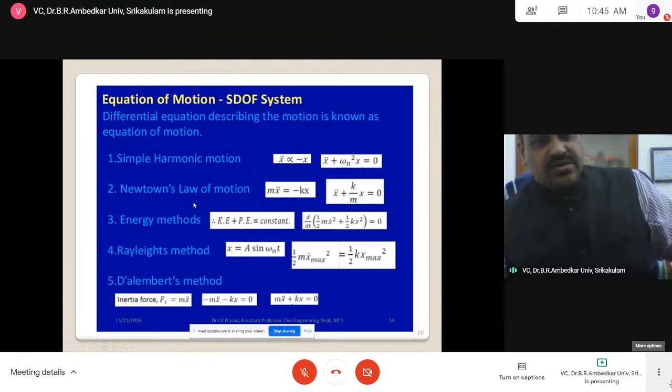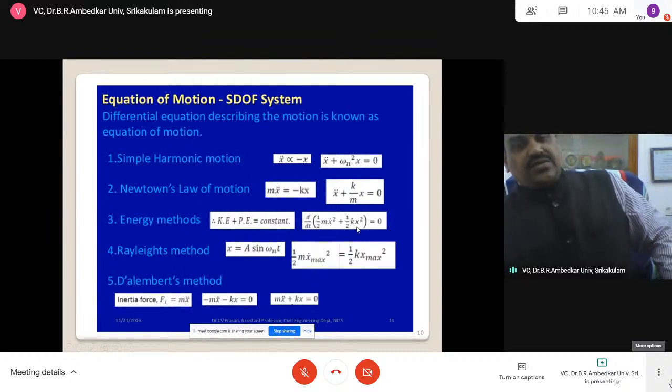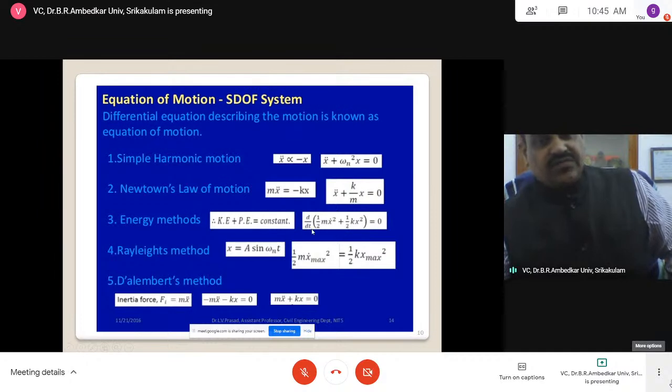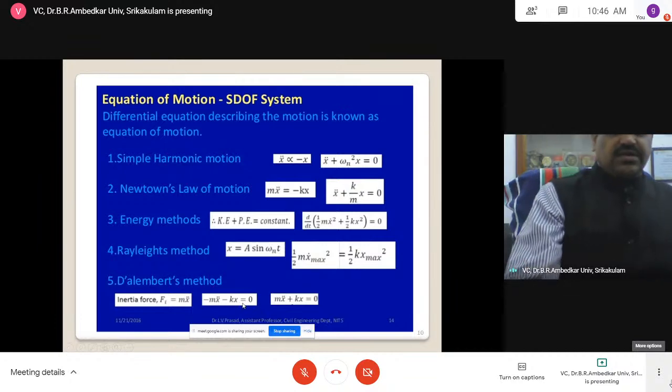You can use the energy method. Total energy is equal to kinetic energy plus potential energy, which is half kx square for a spring, or mgh. Differentiate with respect to time, which is equal to 0. Then the Rayleigh method: the maximum kinetic energy is equal to the potential energy gained by the system. Then D'Alembert's principle: you can solve the problem by converting a dynamic problem into a static problem. This is how generally we will try to consider the problems.